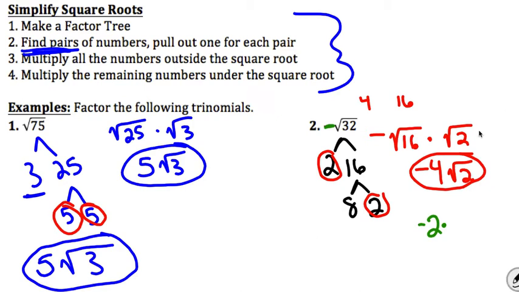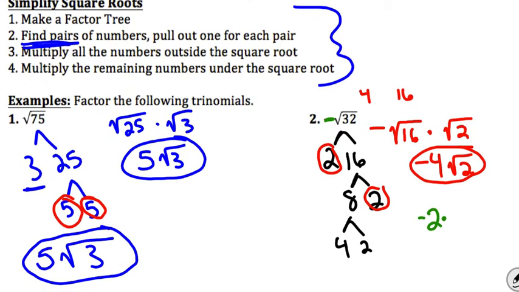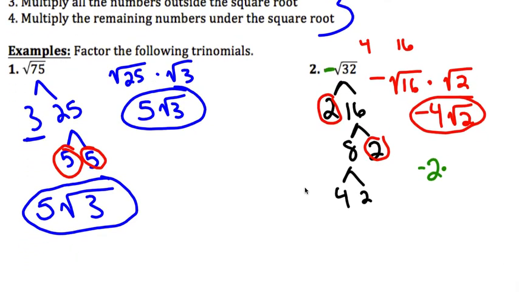Sorry, I'm jumping all over the place. Hopefully you can follow me. 8 has 2 factors, 4 and 2. All right, I'm not finished yet. 2 is prime, but 4 is 2 times 2.